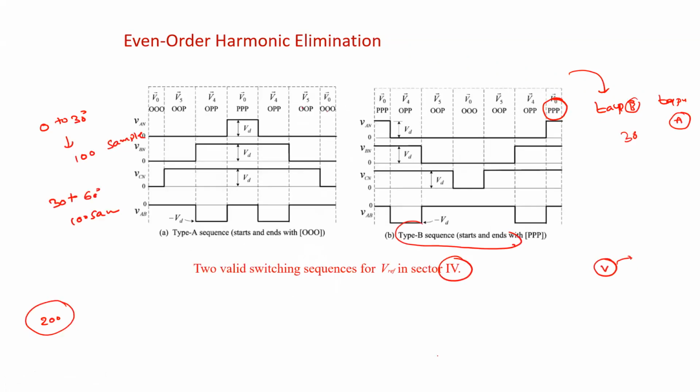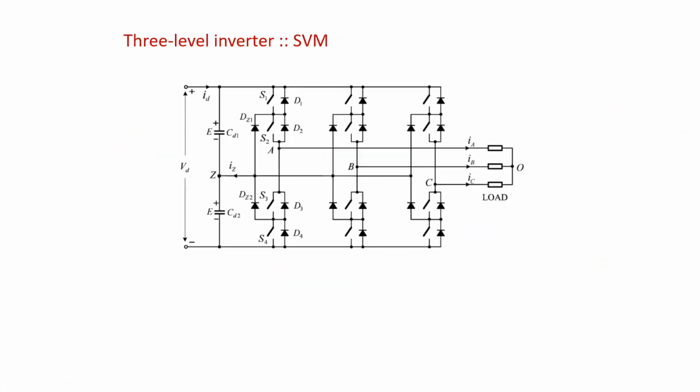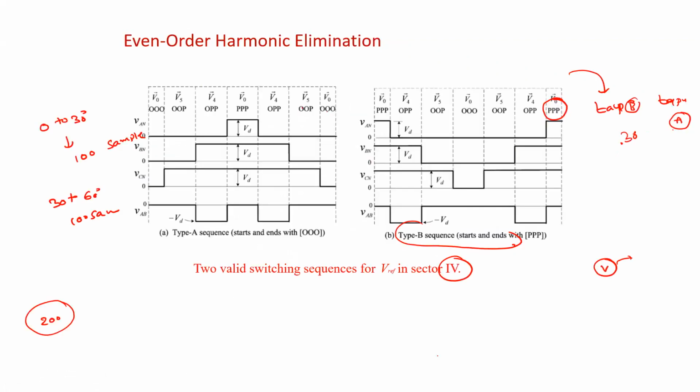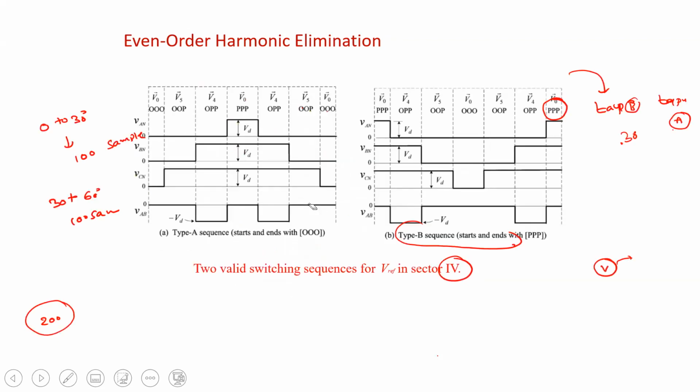I think this is wrong. So we can start with type B here, and after that we have type A switching. Don't go through this. Understood? Actually, this diagram is supposed to be B here, and this is A. This is B, and this is A. Anyway, when you implement that, you will understand.